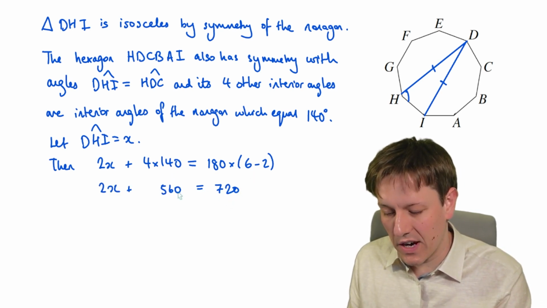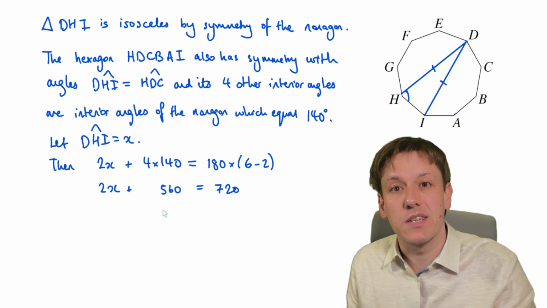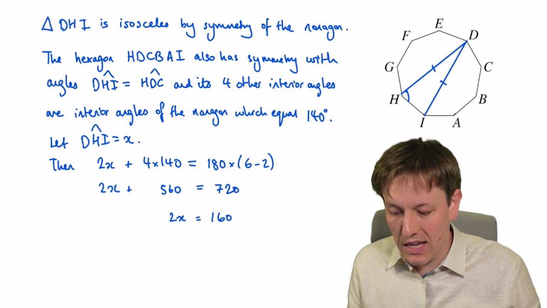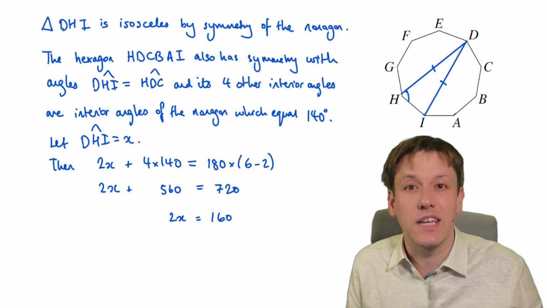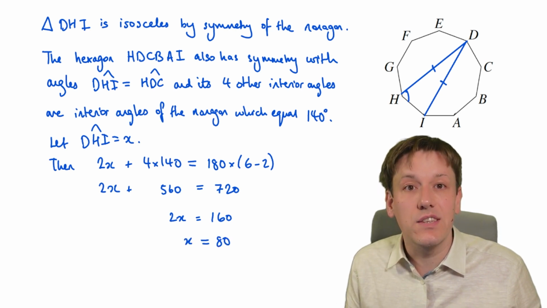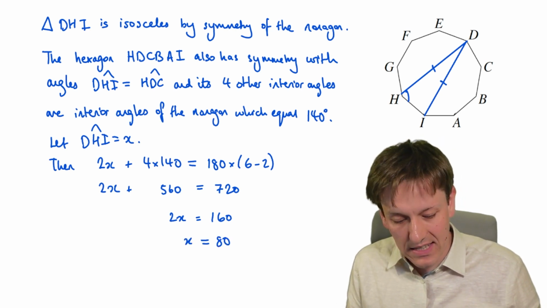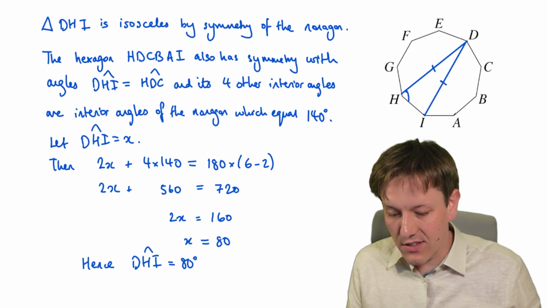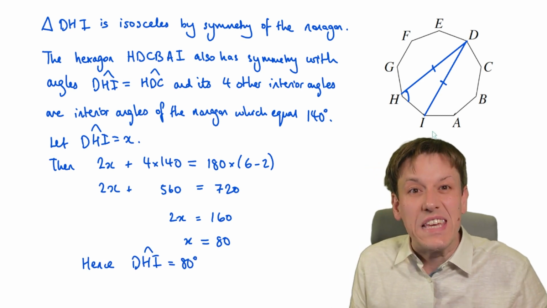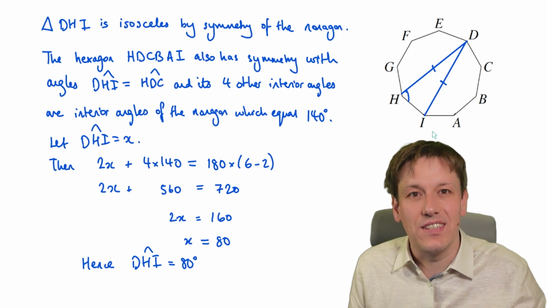4 times 140 is 560, so we've got 2x plus 560 is 720. Subtracting 560 from each side gives 2x equals 160, and dividing each side by 2 gives x equals 80, and so that means that this angle that we are looking for, DHI, really is 80 degrees.